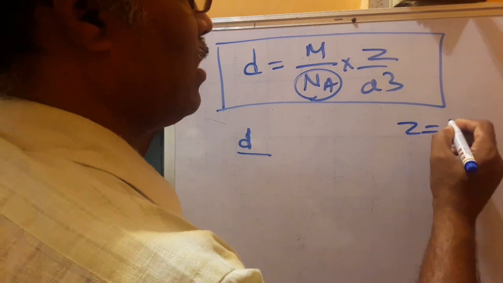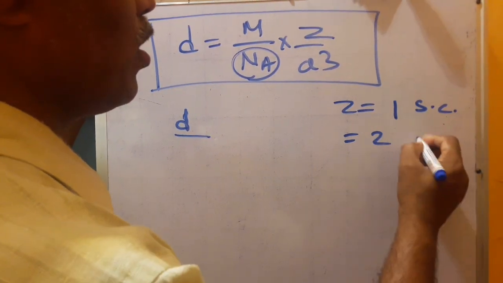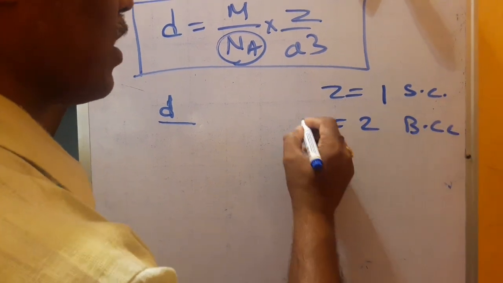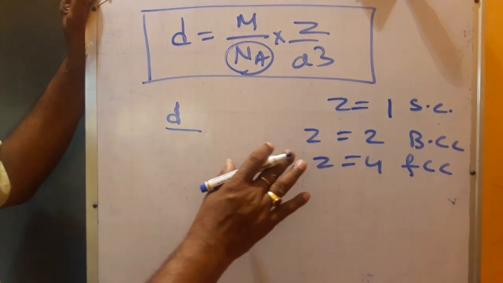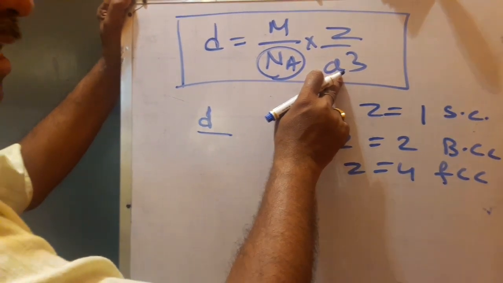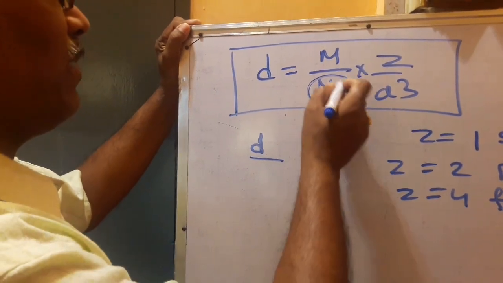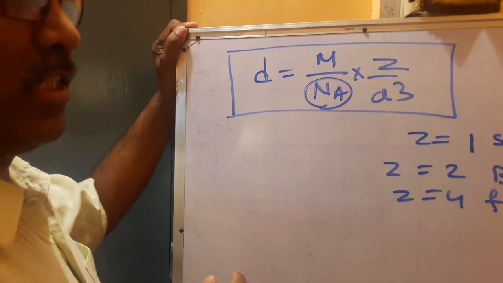Z is equal to what? The value is 1 for simple cubic, 2 for BCC and 4 for FCC. We know all the things. And by X-ray diffraction we can get the value of a as edge length. So from this we can verify the value of Avogadro's constant. Now by this expression we can calculate density of solid.